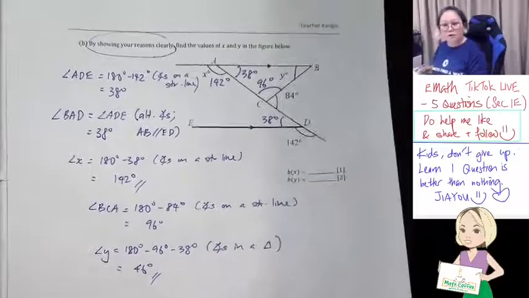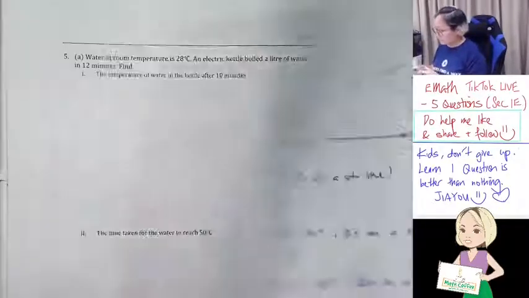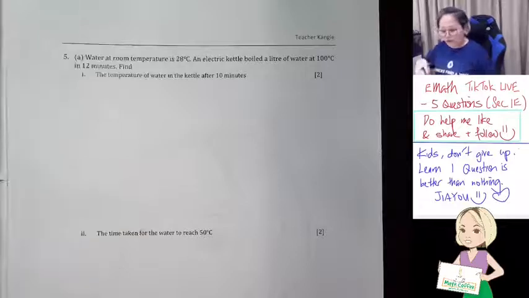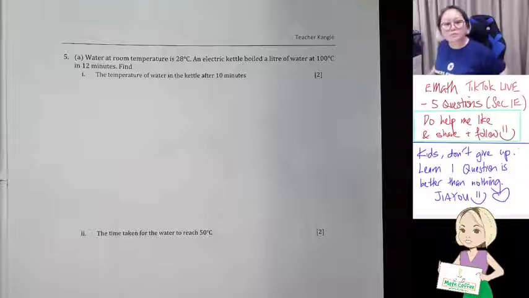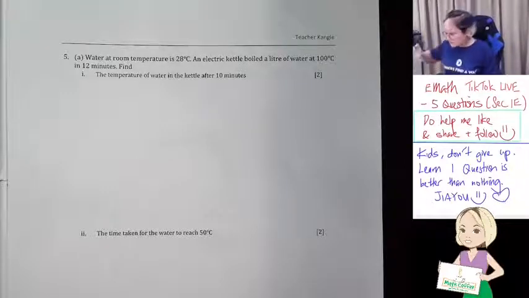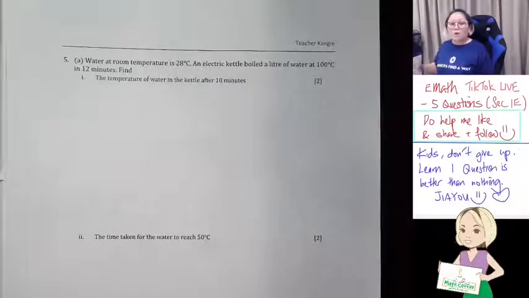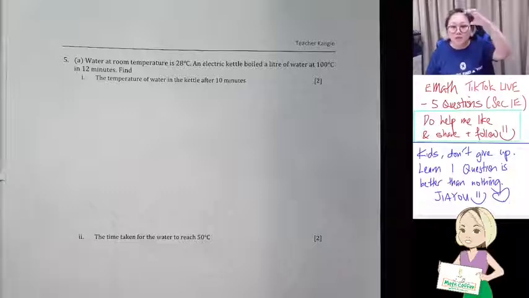Okay, let's move on. I did do 2 angles question already. So let's move on to question 5. Okay, this one. Water at room temperature is 28 degrees Celsius.